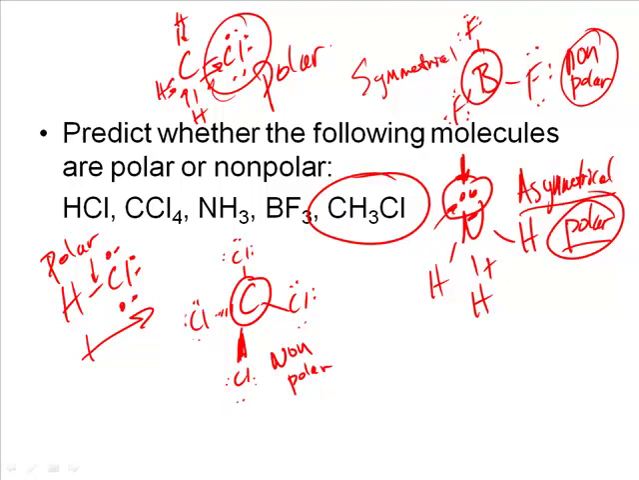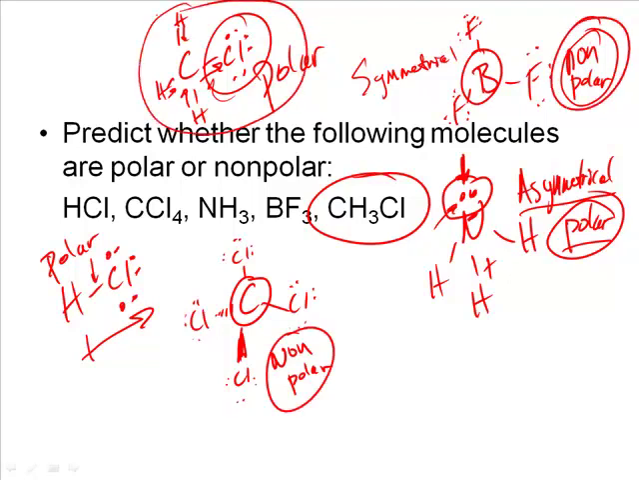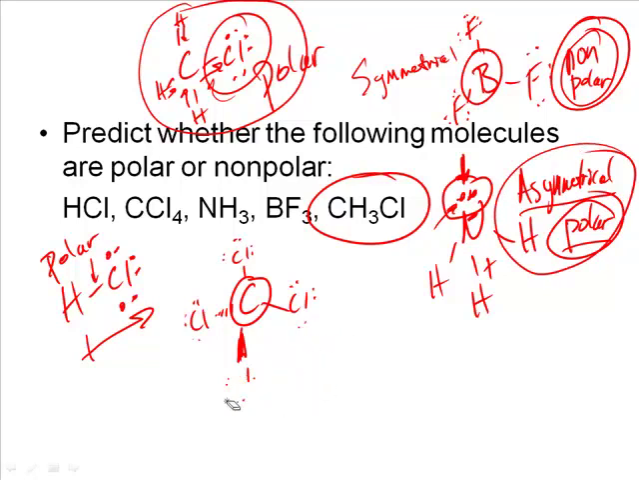Okay, so in general, if there's no dots on the central atom, it's going to be nonpolar. Okay, here's an exception to that. Okay, in general, if there's dots on the central atom, it's going to be asymmetrical and polar. And let me give you the only two exceptions I can think of that could possibly be on the AP exam or could affect us at all.